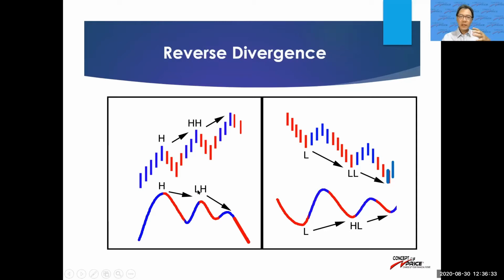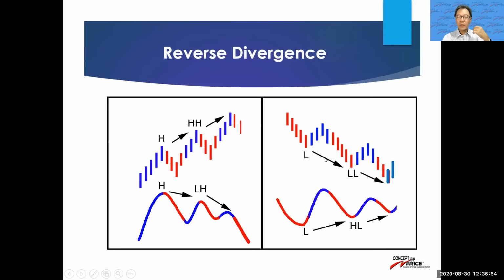Divergence is a matter of the price heading in one direction, here going up, and the indicator heading in a different direction. This divergence involves going into a retracement, a pullback or a dip. This is why we call it a reverse divergence. This is for us to take a short trade if the market is heading upwards.